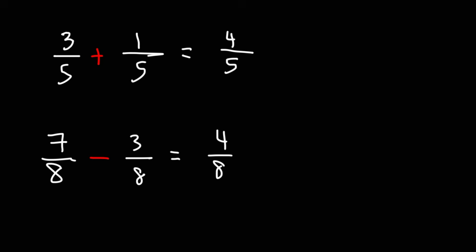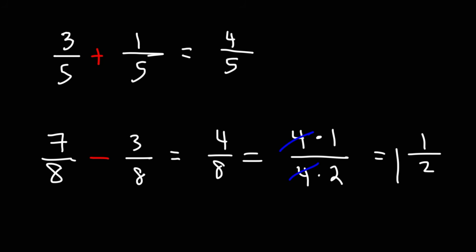Now 4 over 8, we can simplify this fraction. We can reduce it. 4 is the same as 4 times 1. 8 is 4 times 2. If we cancel a 4, then we get this fraction, 1 over 2. So that's the answer to the second problem, 7 over 8 minus 3 over 8.